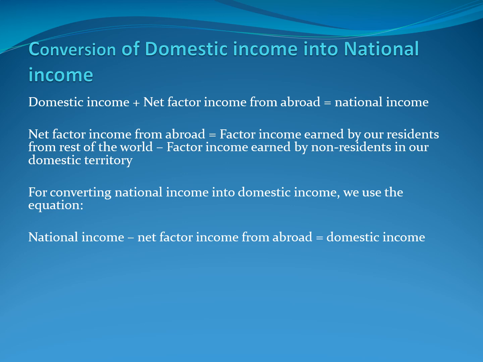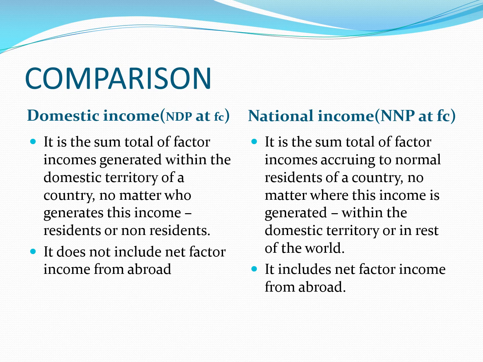Now, to convert national income into domestic income, the following equation is used: national income minus NFIA is equal to domestic income. Now, to draw a comparison between domestic income and national income, they both use the four basic elements of factor income, that is compensation of employees, rent, interest, and profit. But domestic income does not include net factor income from abroad, but national income includes net factor income from abroad.